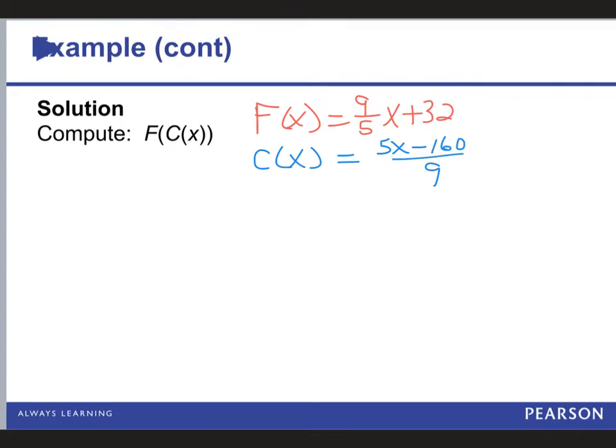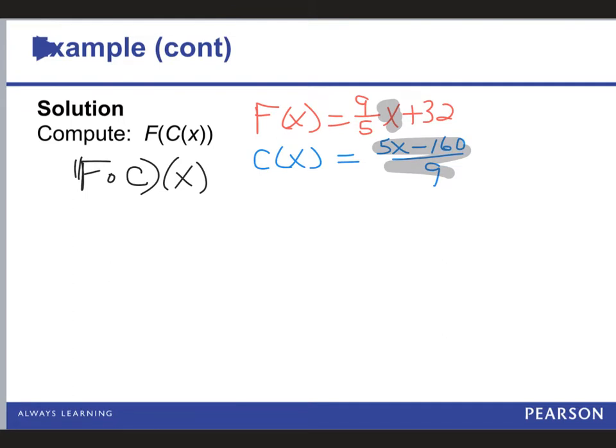We're going to do f composition c of x. So we're going to take c of x, which is 5x minus 160 divided by 9, and that is going to be the input into f. Let's go back and think about what f says we're going to do. The function f multiplies the input by 9/5, and once that multiplication is done, it adds 32.